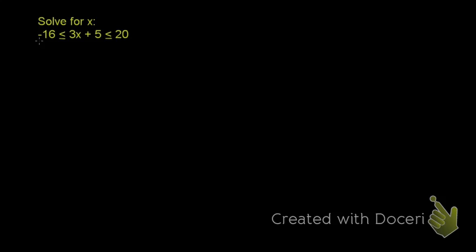So one is to just solve this compound inequality all at once. I'll just rewrite it. Negative 16 is less than or equal to 3x plus 5, which is less than or equal to 20. And the other way is to think of it as two separate inequalities, but both of them need to be true. So you can also view it as negative 16 has to be less than or equal to 3x plus 5, and 3x plus 5 needs to be less than or equal to 20. This statement and this statement are equivalent.